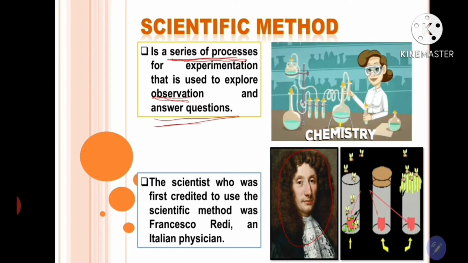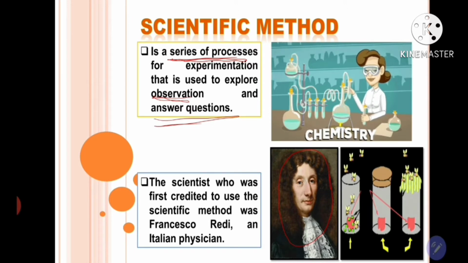Now, he observed what would happen to the meat. Where will the maggots come out? Is it on the first jar, on the second jar, or on the third jar? So after a couple of days, he noticed that the meat decayed, slowly rotting. Now, what will happen to the meat? Where will the larva come out? Where will the maggots come out?